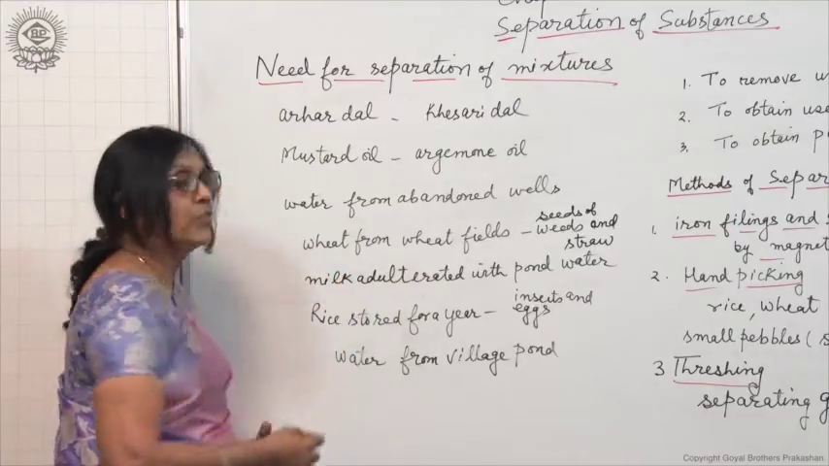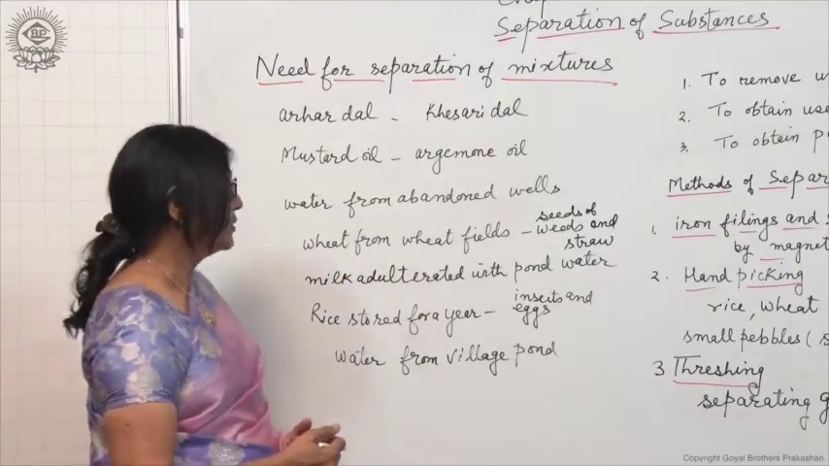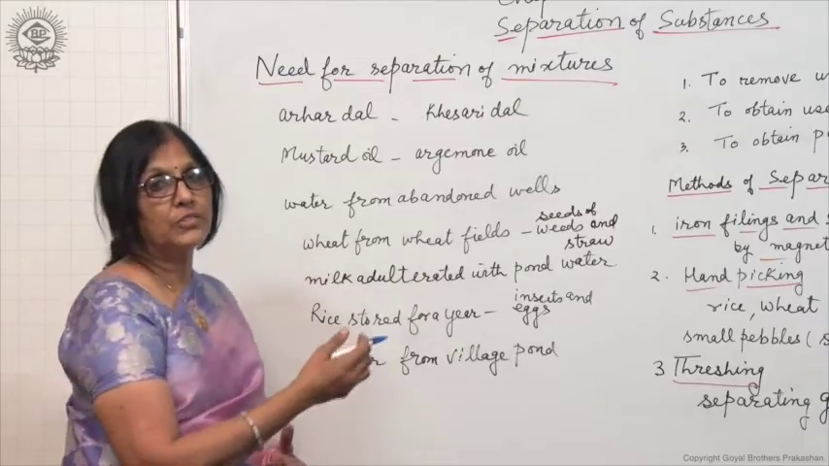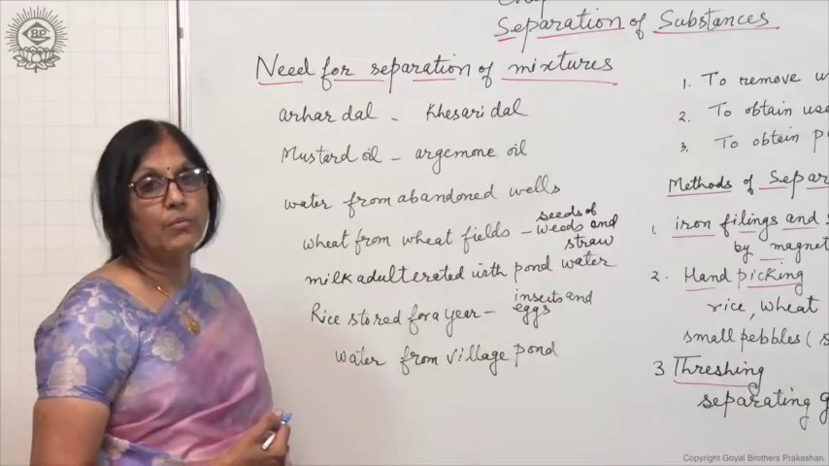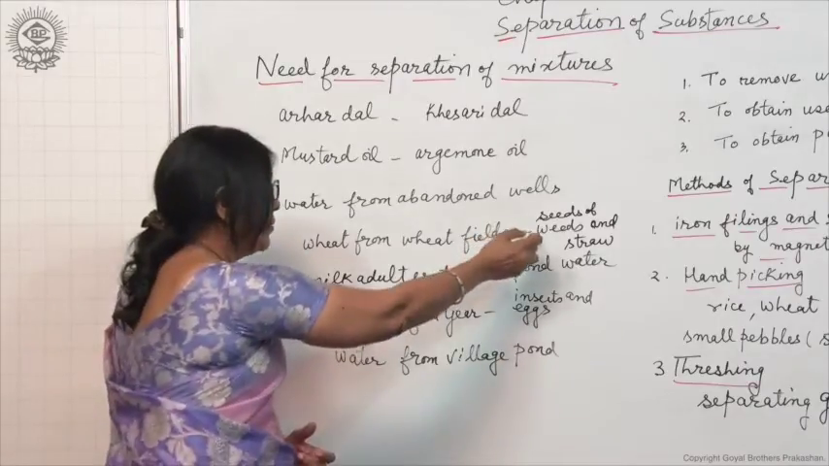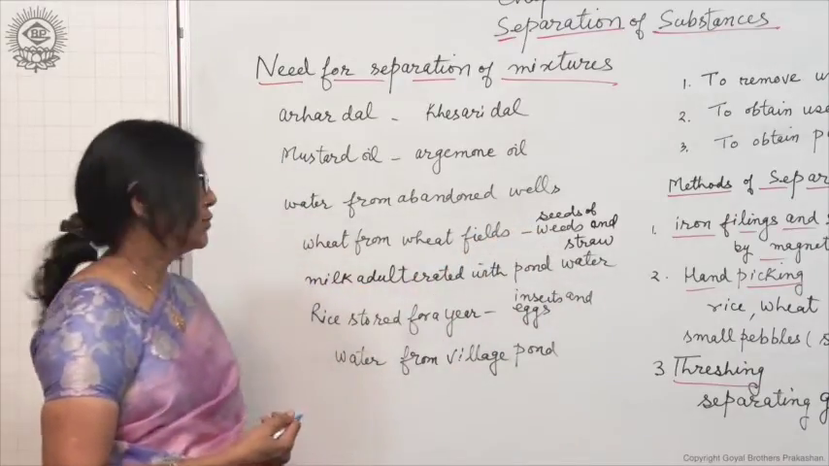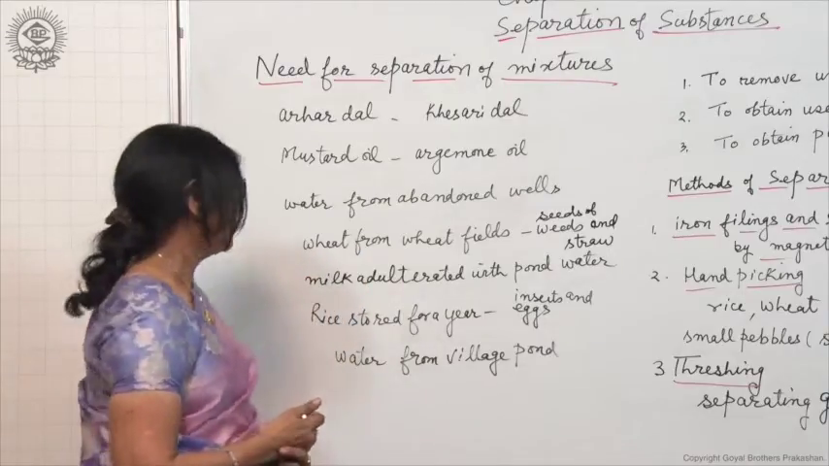Then wheat from wheat fields may contain the seeds of weeds and straw which may be harmful. These weeds may be harmful because they are mixed with the wheat.